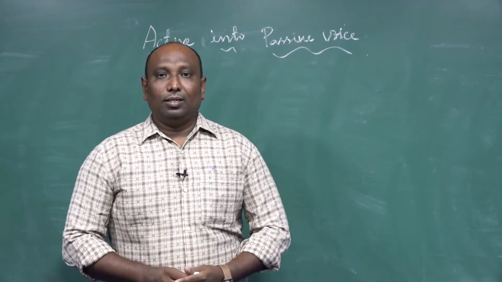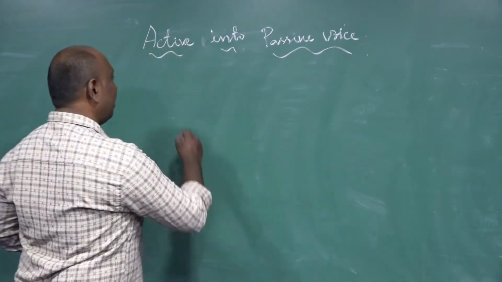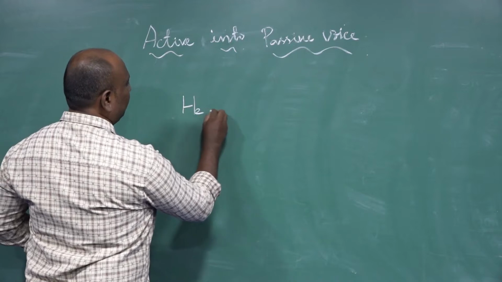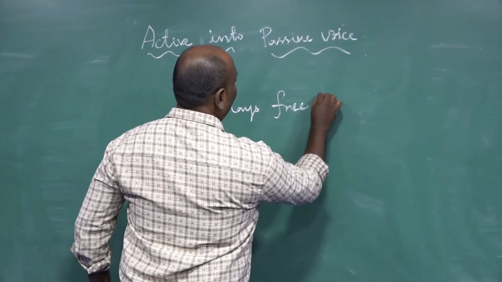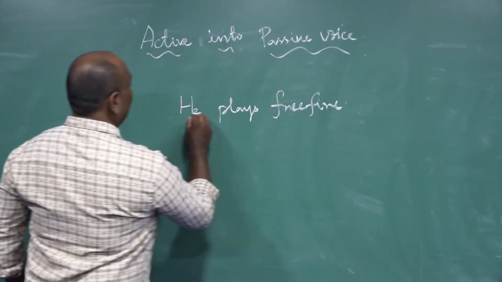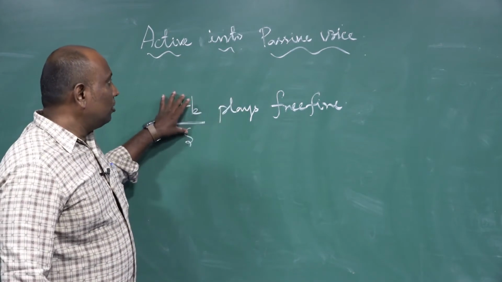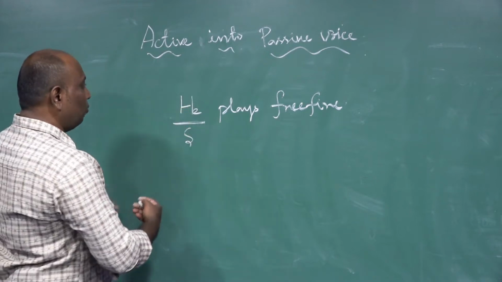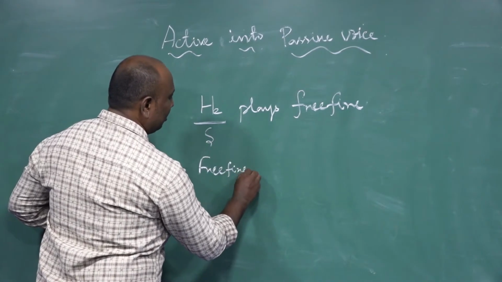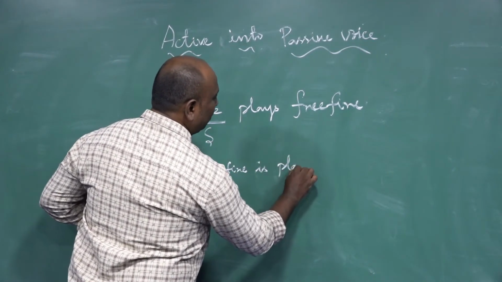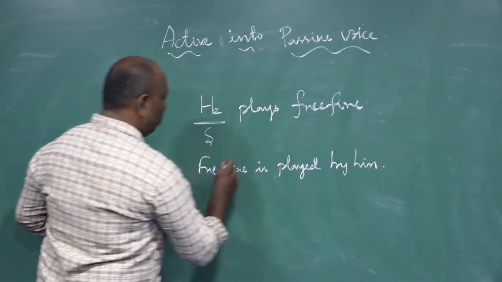For example, he plays free fire. The subject is the doer of the action. So the subject does the action. This is called active voice. What is passive? It's quite opposite. The free fire is played by him. Look at this subject.